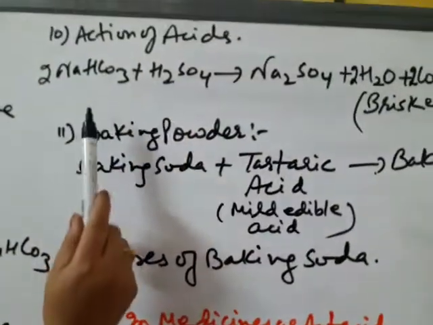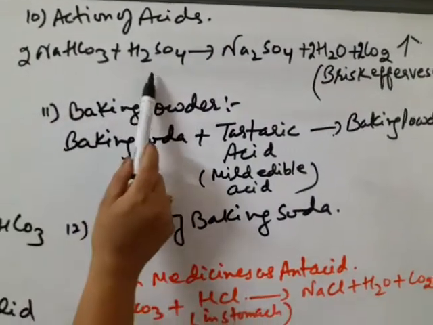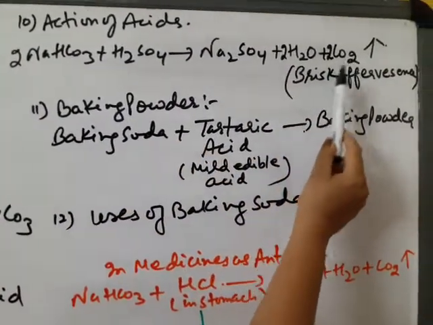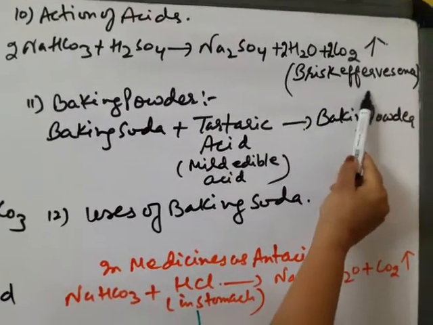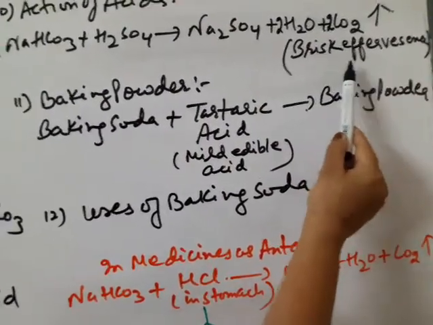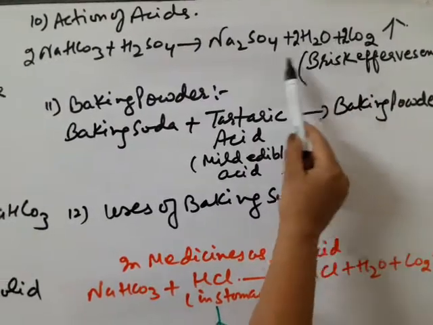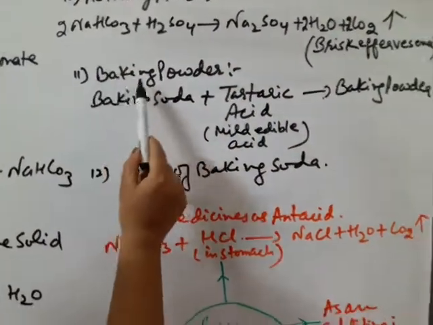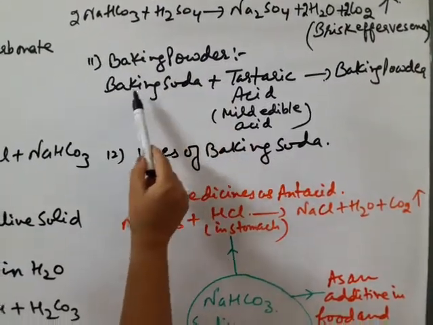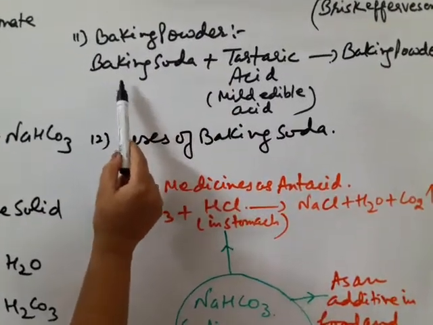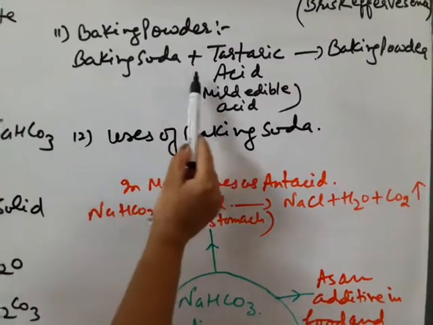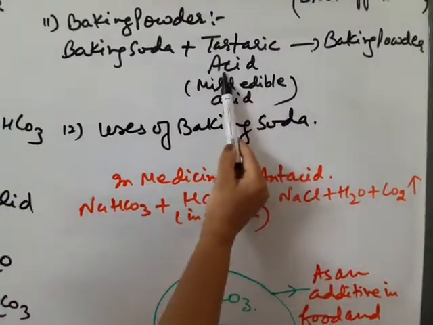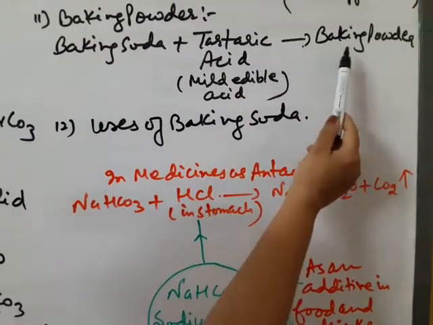Action of acids: when baking soda reacts with acids, it gives carbon dioxide gas with brisk effervescence, and this is the test for identification of sodium bicarbonate. Baking powder is nothing but baking soda plus a mild edible acid, and that is tartaric acid. That is baking powder.